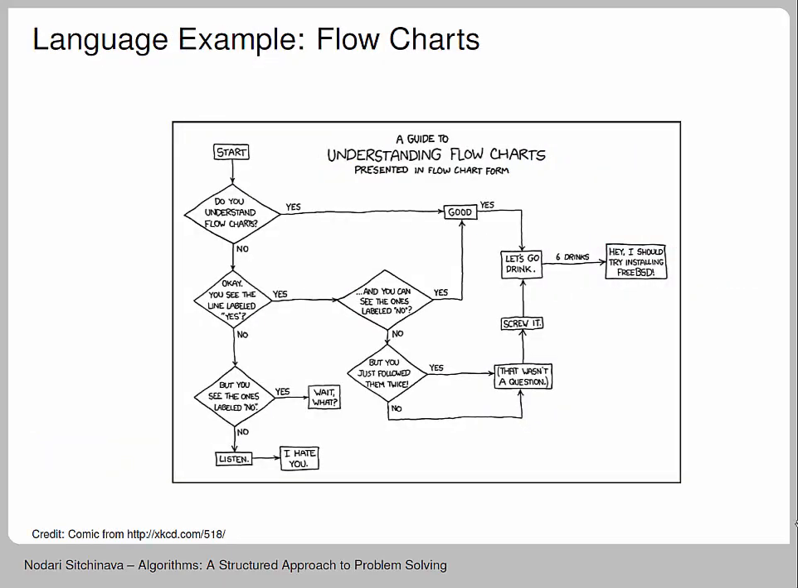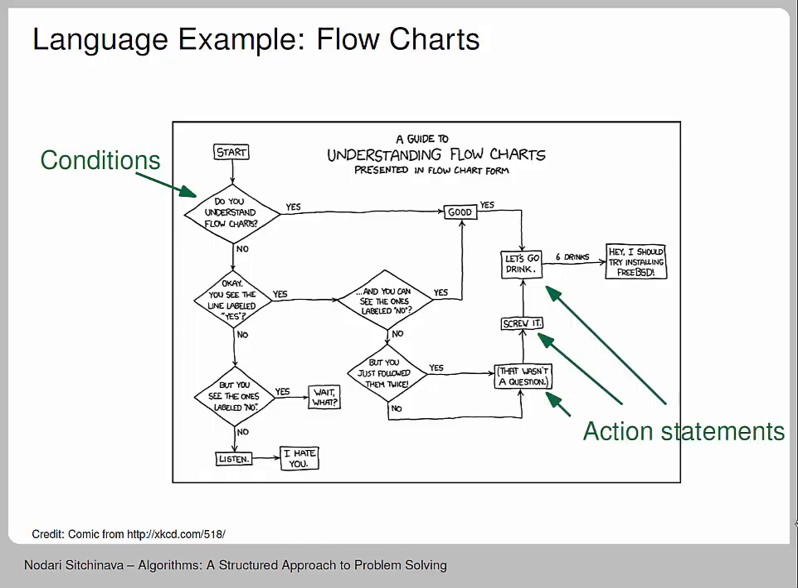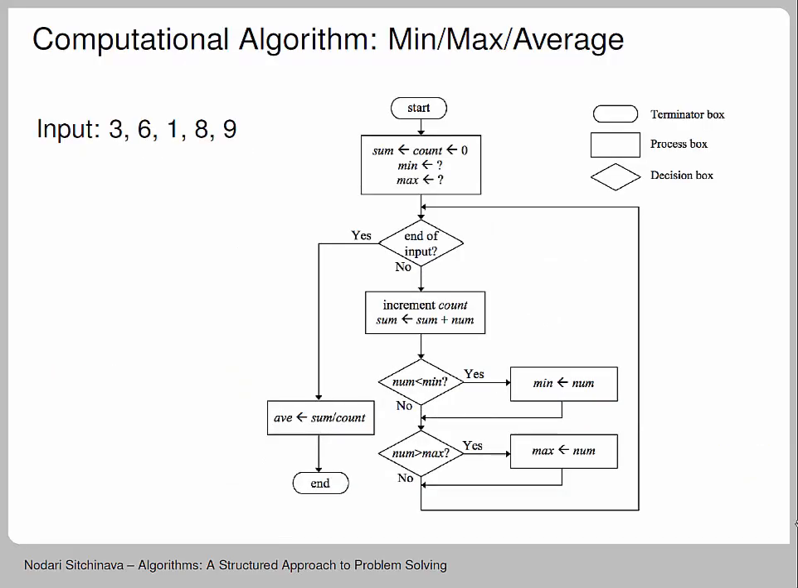One of the languages used for describing algorithms are flowcharts. So this is a comic that describes understanding of flowcharts, which is actually presented in a flowchart form. In this case, the conditions are shown as rhombuses. They're usually yes/no questions, so you can follow the paths given the yes or no answers. The boxes usually describe action statements that say, okay, do this or do that. And finally, the lines, the arrows, define the control flow, in which direction you should continue your actions.